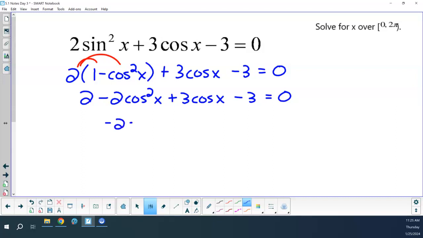So now we get 2 cosine squared of x plus 3 cosine of x minus 1 equals 0, right? Do I like that equation? I don't really like it yet. I don't want that negative. So what can we do to get rid of that negative on the 2? Just multiply everything by negative 1. Yep.